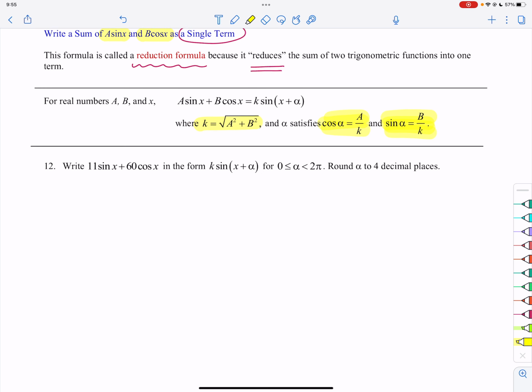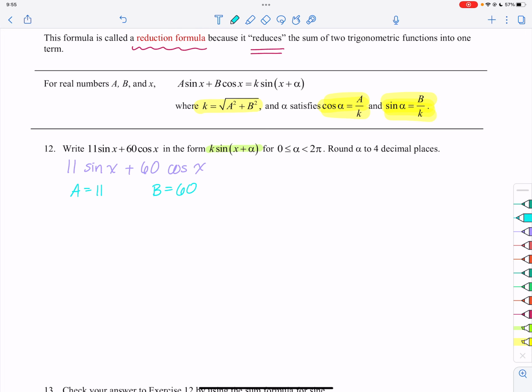So let's just try this. I think it's easier to work this. Give it a try first, and then we can go back and look at that reduction formula. So as you can see, I'm going to just go ahead and write this out. And we want this form, okay? And so once we have this, what do you notice? You notice that A is equal to 11 and B is equal to 60, okay?